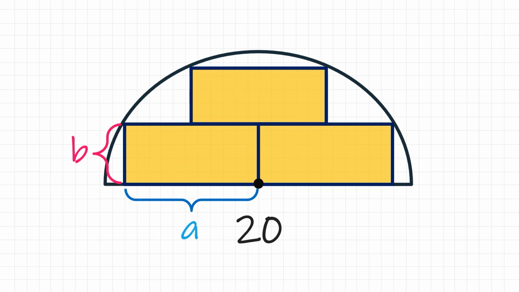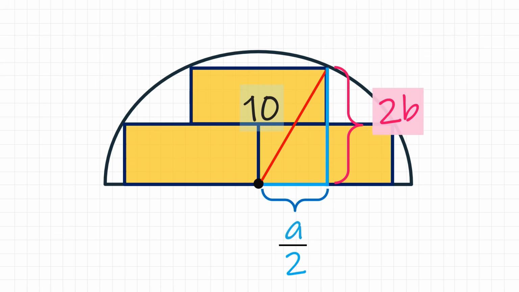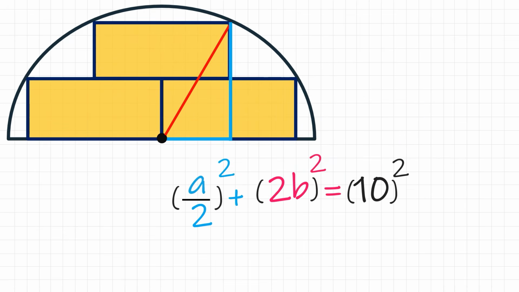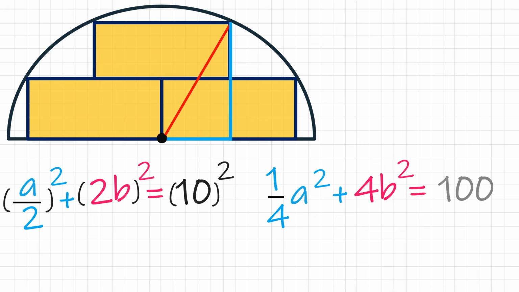Let's start with the top row. If we draw a line from the center of our diameter to the top right corner of the upper rectangle, that line is a radius of 10. To reach that corner, we travel horizontally by half the width of a rectangle, and vertically by 2 full rectangle heights. Applying the Pythagorean theorem, our first equation is (a/2)² + (2b)² = 100. This simplifies beautifully to 1/4 a² + 4b² = 100.